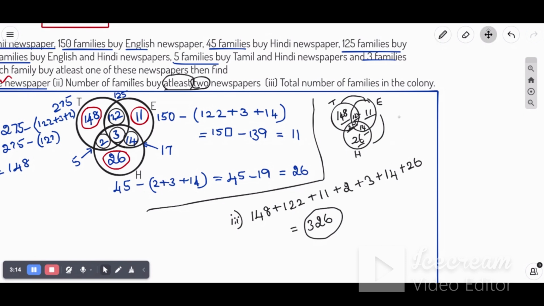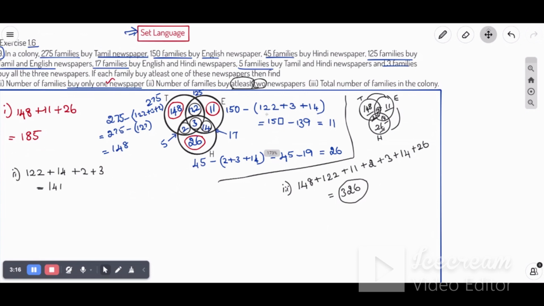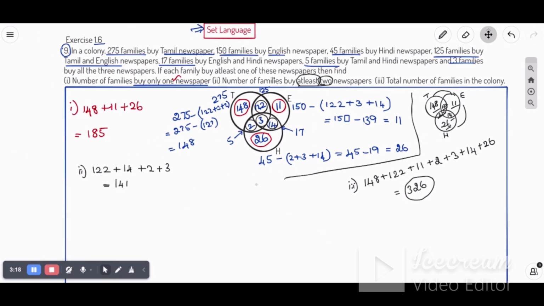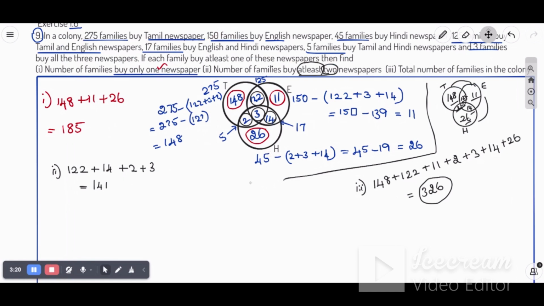We have to analyze the question very carefully and write it. This is not that difficult, but when you read the question you can figure it out carefully. At least one newspaper means don't take the entire circle. You have to take only the outer part, this one and this one and this one. And also now "at least 2" is very important, so we are including the center part also. The total number of families will be, you have to include all those.